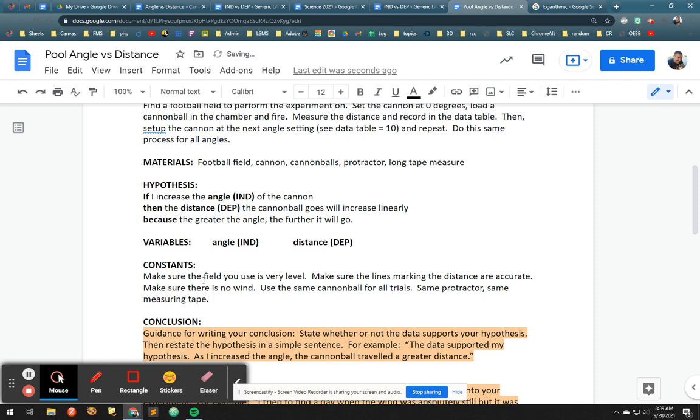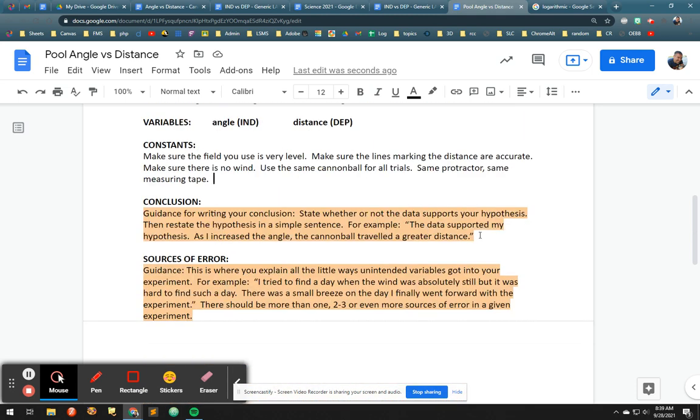So constants are just things that you're very conscientiously making sure you keep the same. And if you're catching on to this, everything should be the same except for the angle should change, and even that should be controlled and very accurate.